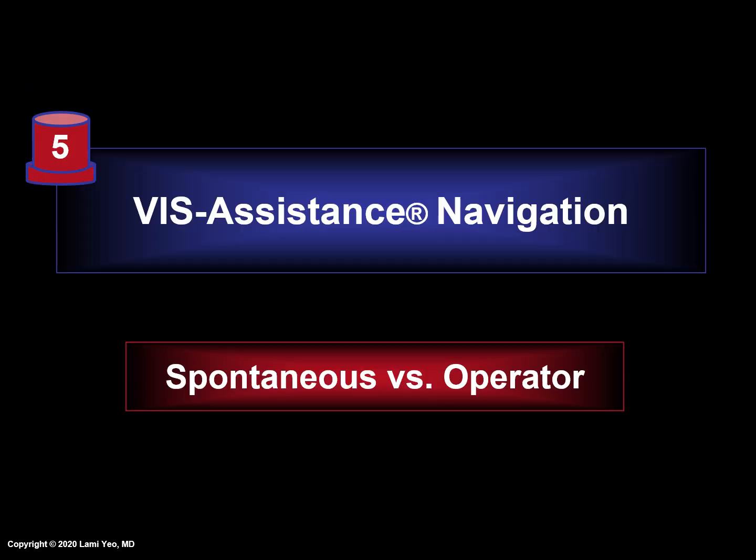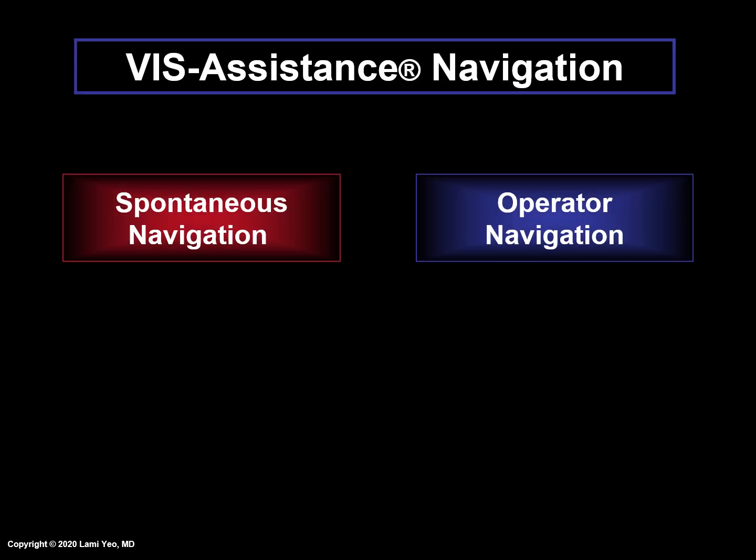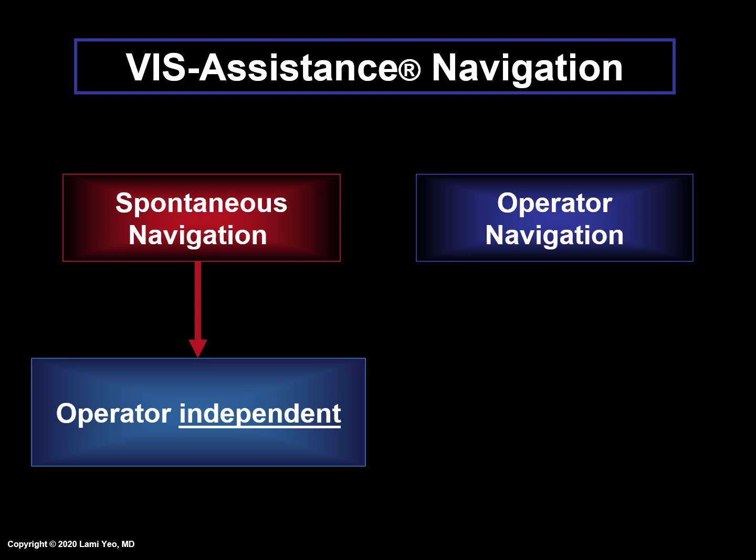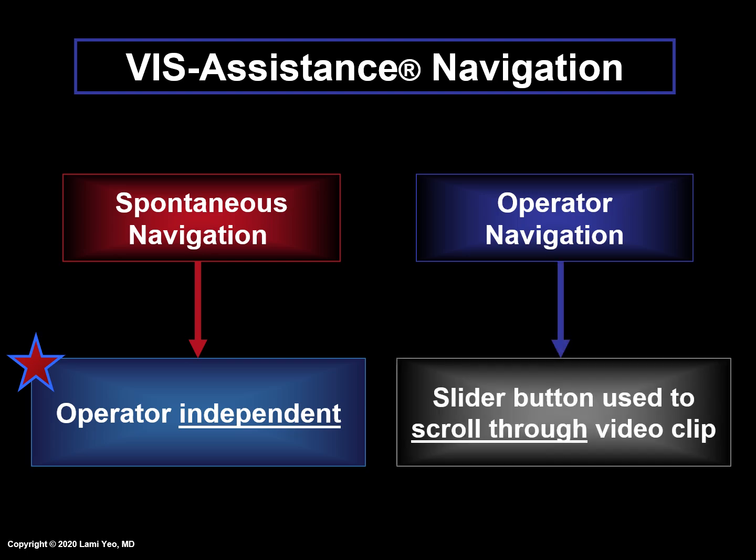There are 2 types of navigation through the VISA video clip: spontaneous navigation or operator navigation. Spontaneous navigation through the VISA Assistance video clip is operator independent. This means that the video clip plays spontaneously. The user watches all frames throughout the video clip and does not touch the gray slider button. This type of navigation is strongly recommended for reasons we will discuss later in this presentation. Alternatively, the operator can navigate through the VISA video clip by using the slider button to scroll through frames.